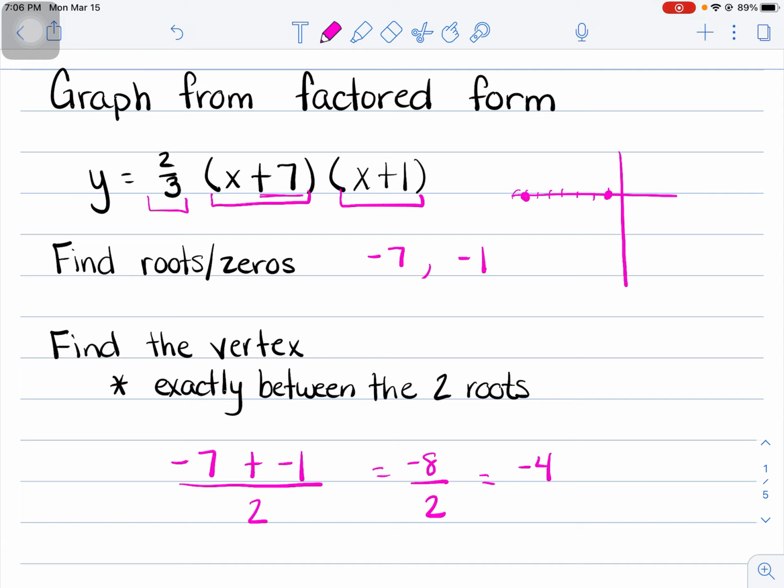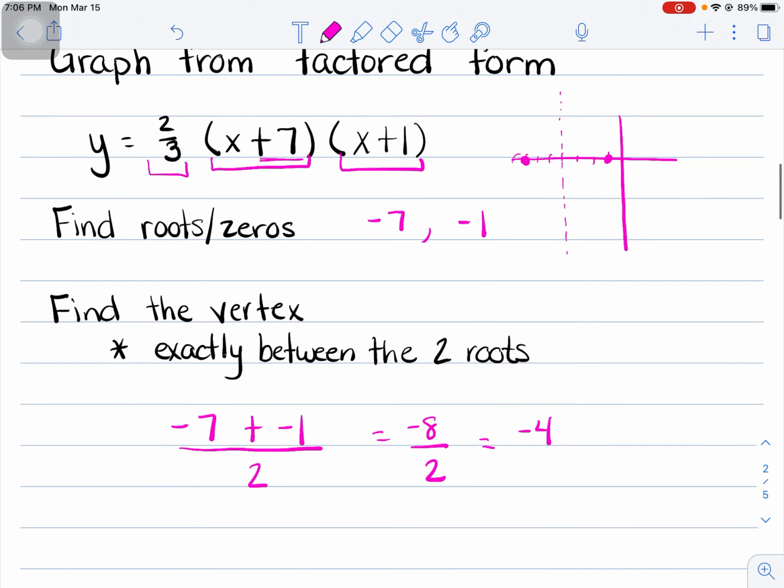And once we know the negative 4, that tells us our AOS. So we have 1, 2, 3, 4. So our little AOS would go right through here. And now we can plug this negative 4 into our problem and find our y value for our vertex. So we could have 2/3, negative 4 plus 7, negative 4 plus 1.